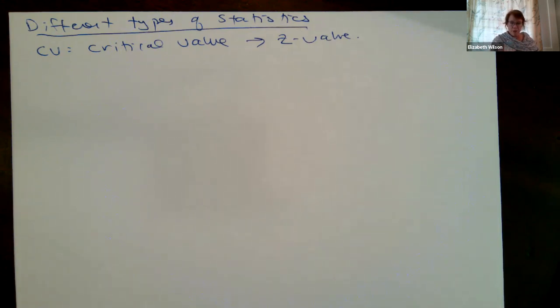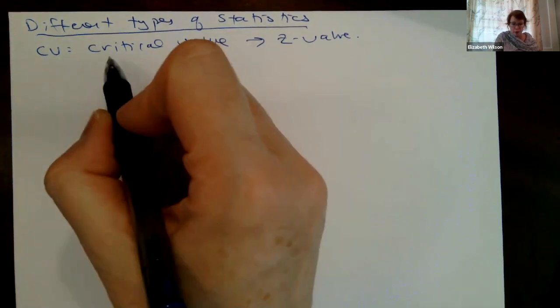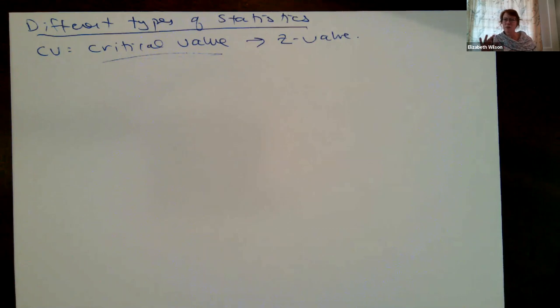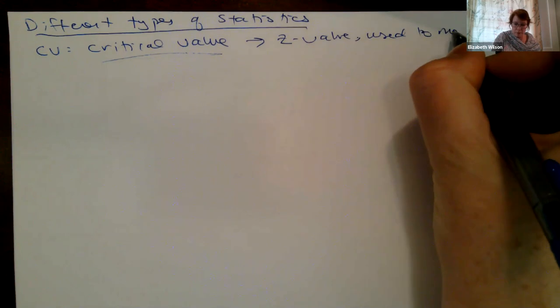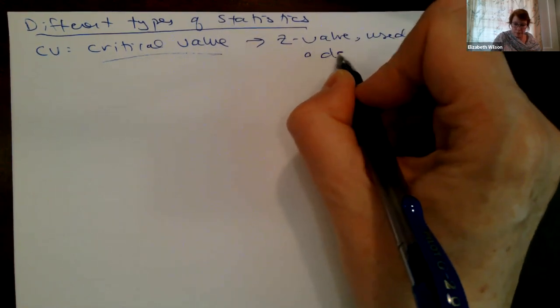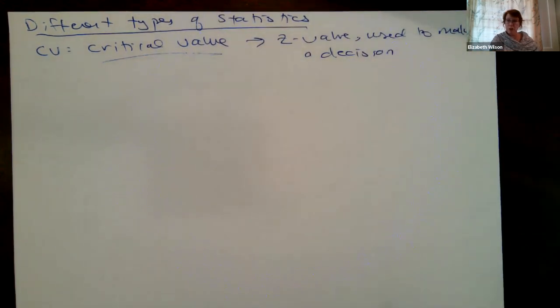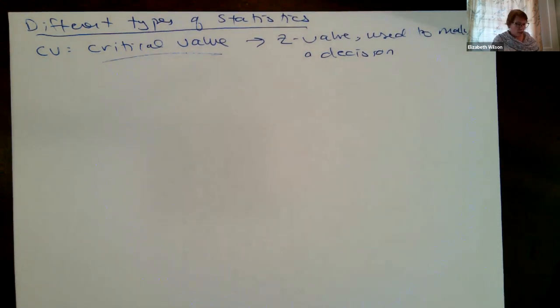The z-value is going to define places within our normal curve that are going to set up critical regions. I'm going to write all this stuff down and draw pictures so that you can see it, but just so that you know, our z-value becomes something that we call a critical value. It's used to make a decision. Do we reject or do we not reject? That kind of thing.